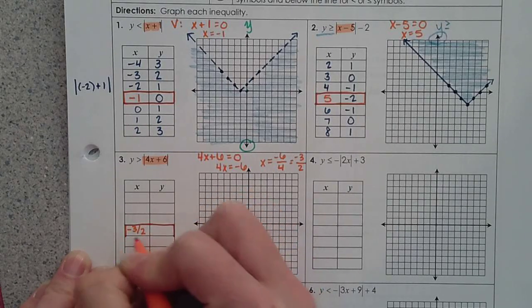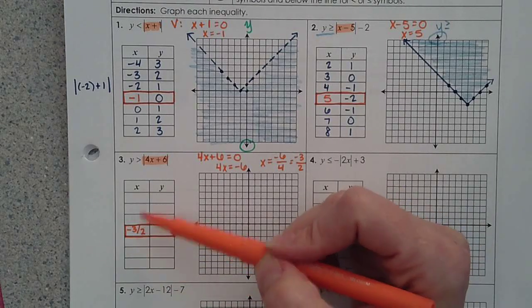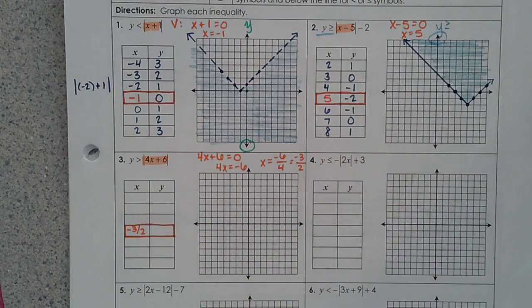Now remember, we had one yesterday where we had a fraction in the middle of our table. That's okay. It might mean our points don't look like a perfect reflection until we've graphed it. It's still going to work out. Trust the process. Okay, fractions are okay.